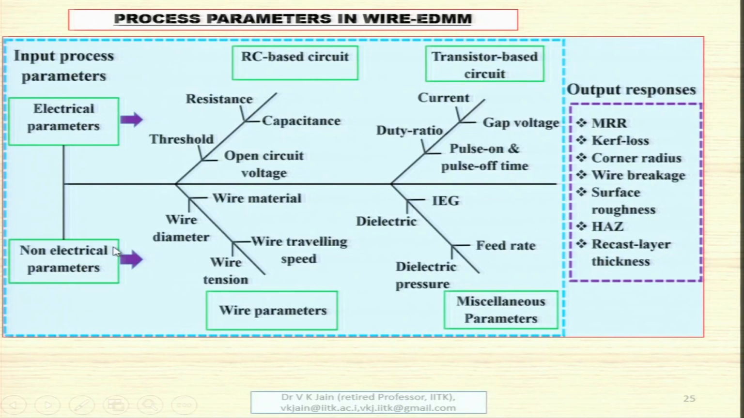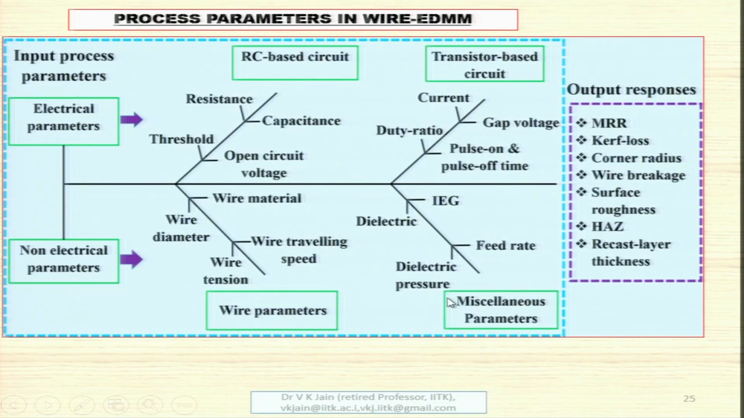Then you have non-electrical parameters like wire diameter, wire material, wire tension, wire traveling speed. All of them are going to affect the performance of the process. And then you have dielectric: which dielectric you are using, what is the viscosity, what is the conductivity, and so on. Interelectrode gap, feed rate, dielectric pressure. These are the miscellaneous parameters.